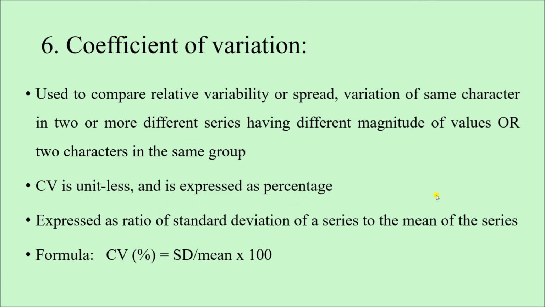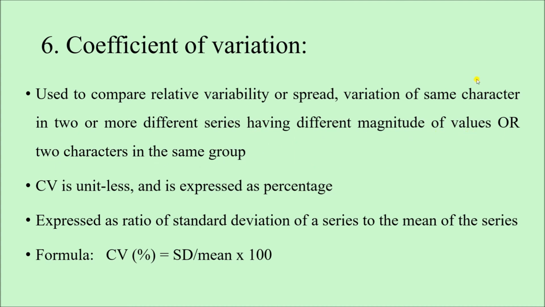The last measure of dispersion that we are going to discuss today is the coefficient of variation. It is used to compare relative variability of spread or variation of the same character in two or more different series having different magnitude or values, or two characters in the same group.